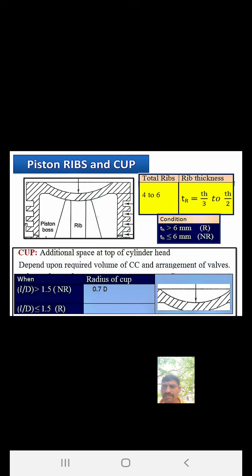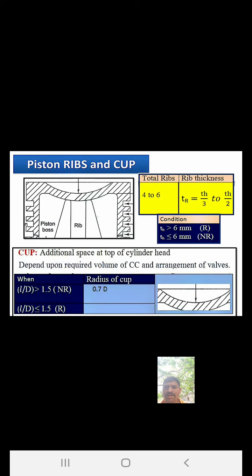Again, I will explain. If the number of ribs used is 4 to 6, then the thickness of each rib is Th by 3 or Th by 2. You should remember that. If the thickness of the piston head Th is greater than 6 mm, then ribs are required. If the thickness of the piston head is less than or equal to 6 mm, then ribs are not required. Similarly, consider the L by D ratio.